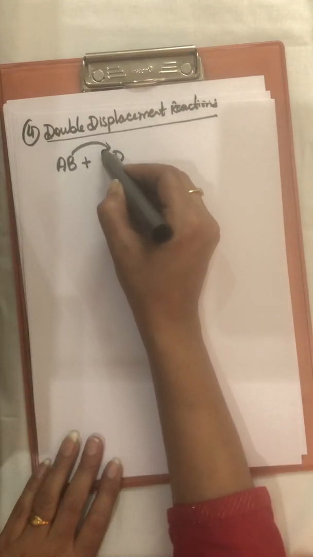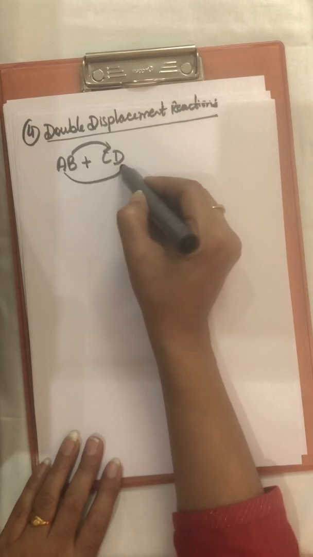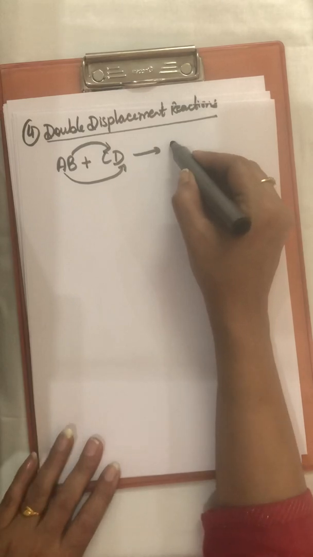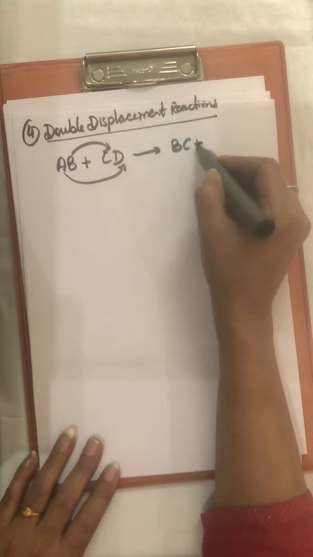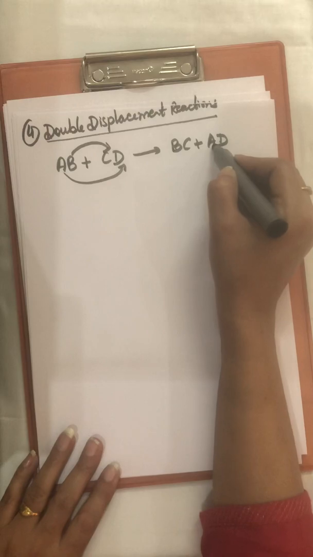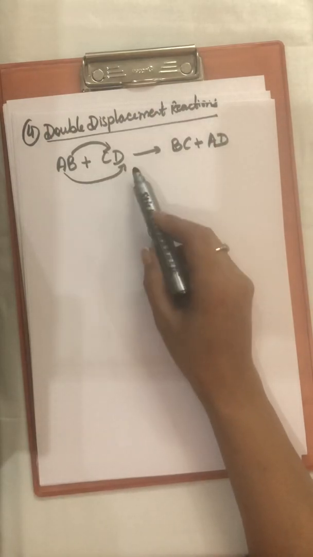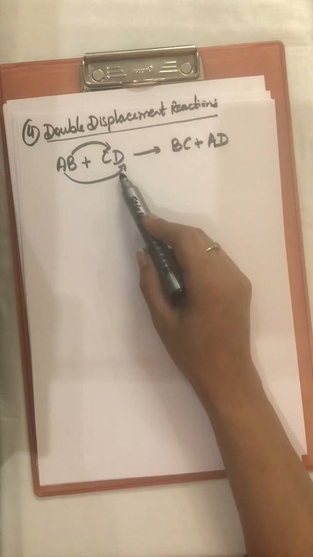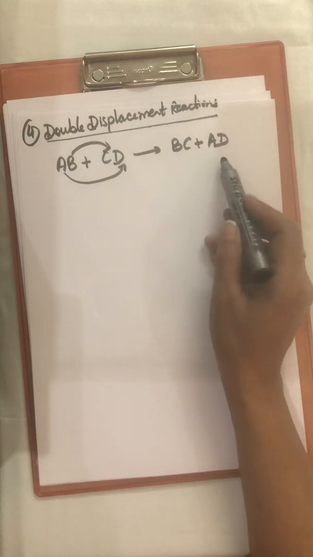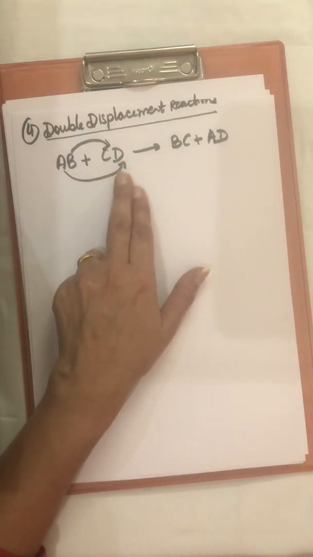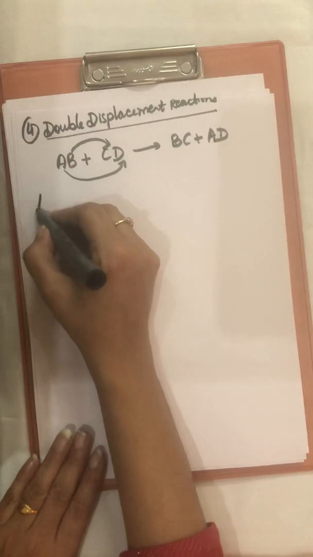B is displacing C and this is displacing D. So B reacts with C and A reacts with D here. So A from reactant AB is exchanged by C from the reactant CD to form two new compounds, BC and AD. The two new compounds will form when the two compounds react by exchange of ions. Activity to understand this.